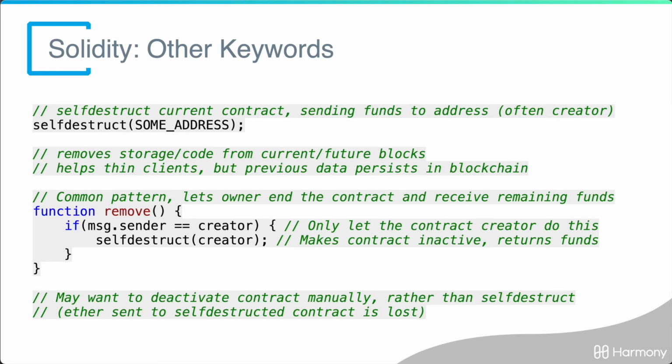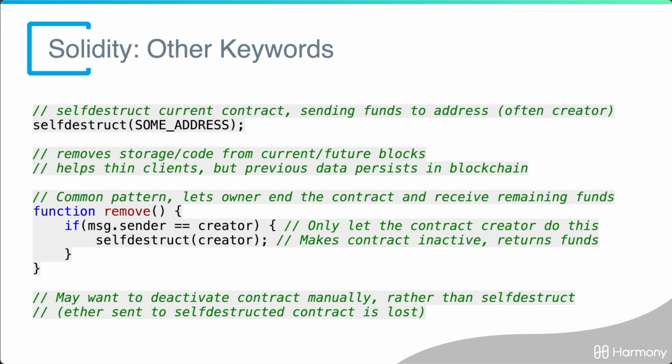It also removes the storage and the code from current and future blocks. So previous blocks still exist, but moving forward, that contract will no longer exist. A very common pattern is to have a check on the owner. So if msg.sender, the caller of this remove function, is the creator, then you can selfdestruct.